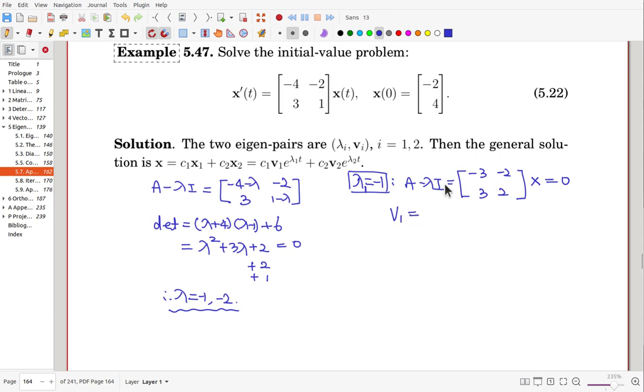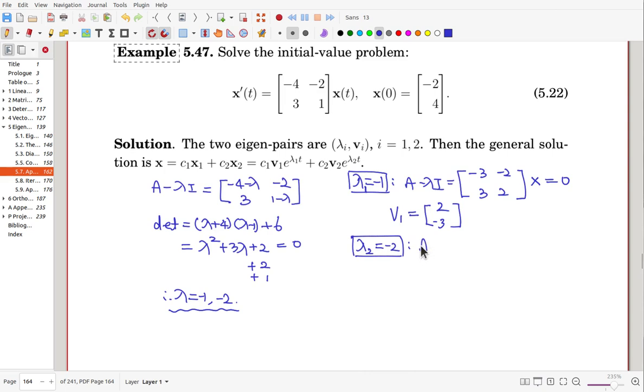A corresponding eigenvector V1 is, now change the position and try to make one of them negative, so it is 2, minus 3. So that is a corresponding eigenvector. How about the other one? Lambda 2 is minus 2.